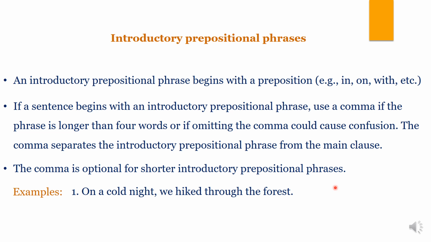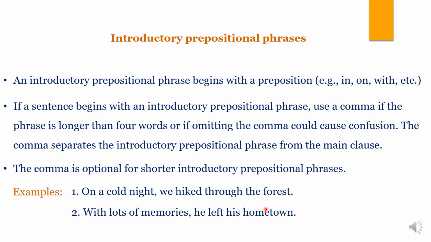Examples: On a cold night, we hiked through the forest. See, on is a preposition. On a cold night is an introductory prepositional phrase. So we place a comma after on a cold night. Then we continue with the rest of the sentence.